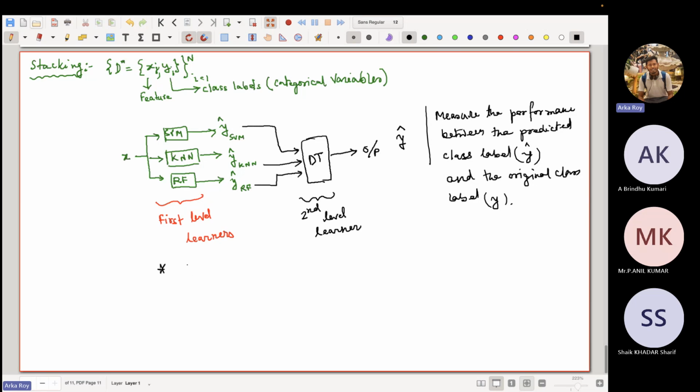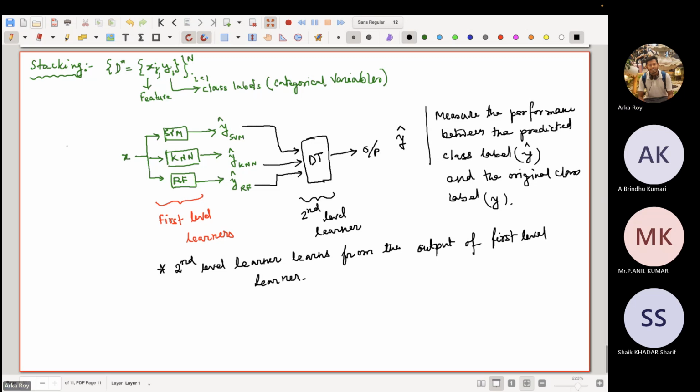The main point over here is that the second level learner learns from the output of the first level learners. So this is what stacking means. You are stacking different classifiers at different levels. This is level 1 and this is level 2. In level 1 you have stacked SVM, KNN, RF, and in level 2, because you will be doing a global classification based on these local predictions, this is the second stack of classifier. Over here you have used a decision tree only.